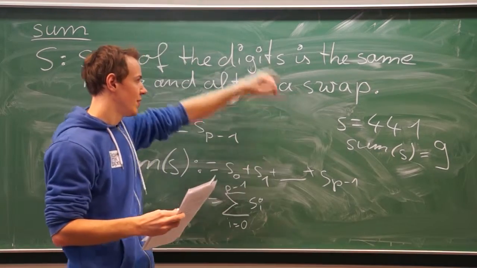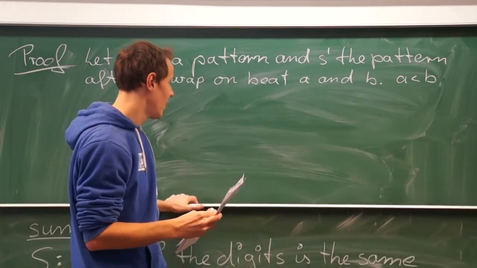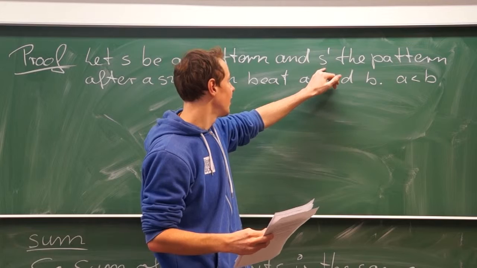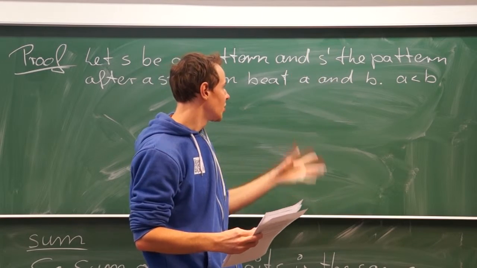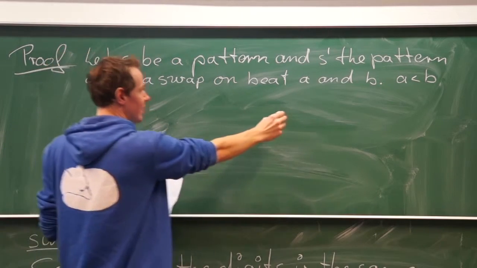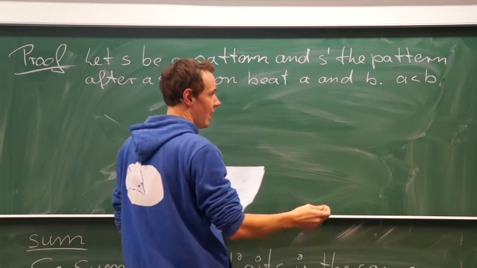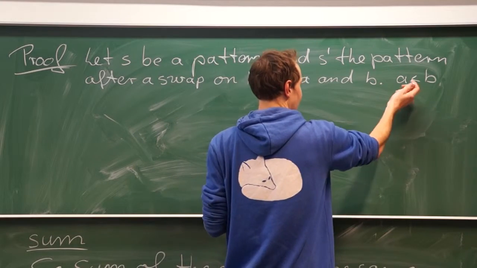But now let's have a closer look at the swap operation. I will start with a pattern S, and I will change it with a swap operation to a pattern S prime. And this operation is happening on beat A and beat B. And I can't swap two objects which are on the same beat, so one has to be lower than the other.